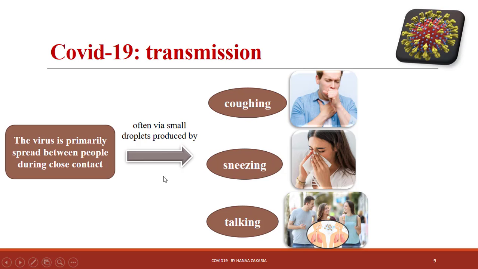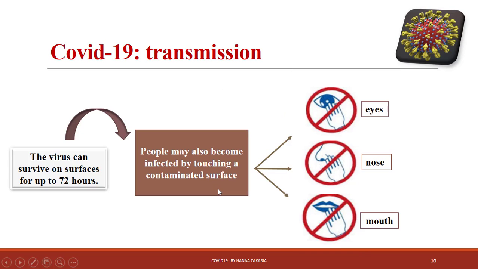The virus is primarily spread between people during close contact, often via small droplets produced by coughing, sneezing, and talking. And the virus can survive on surfaces for up to 72 hours. So people may also become infected by touching a contaminated surface and then touching their eyes, their nose, and their mouth.